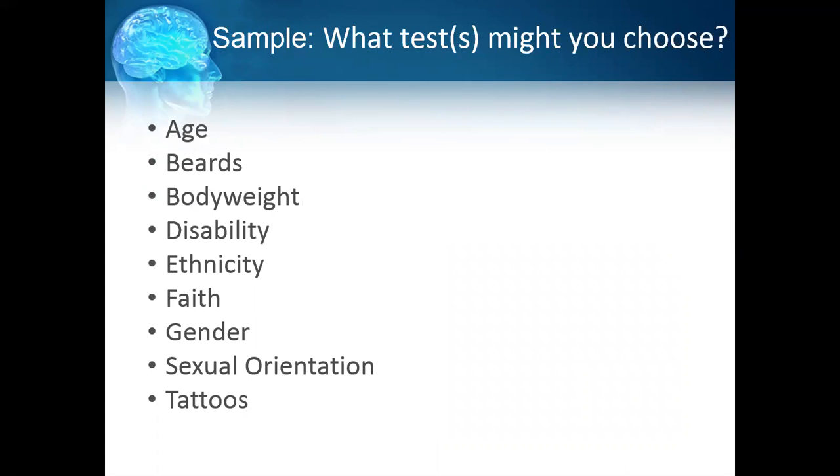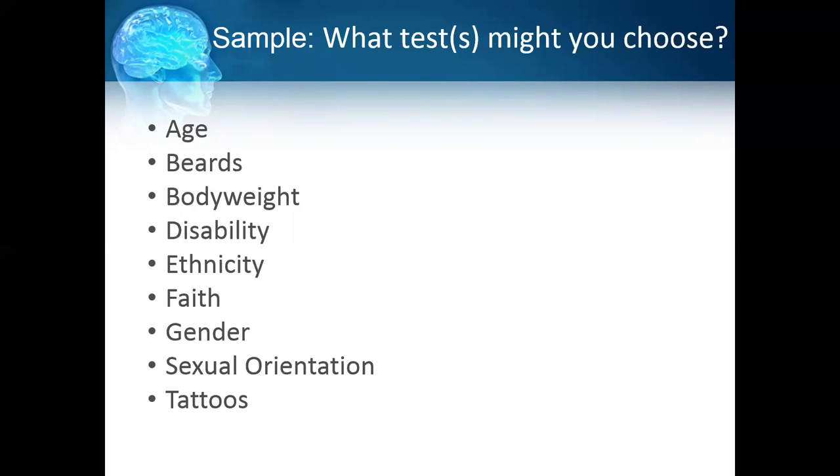So we've chosen our tests, and we have a number of choices, by the way. I'll take you through some of those choices. Some of them are what I call core tests, so they're tests we've had for a while. So age, so older versus younger. Beards, which is clean shaven versus beardy people. Body weight, slim versus fat. Disability, so people with disabilities versus people without disabilities.